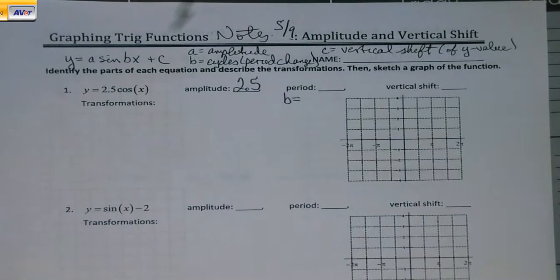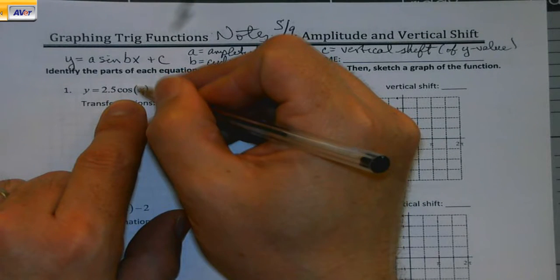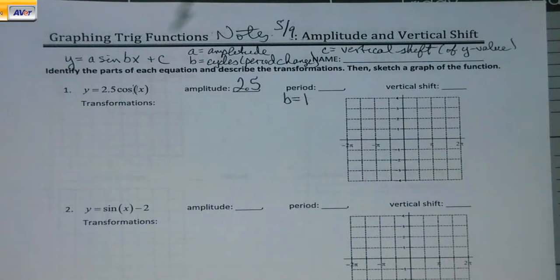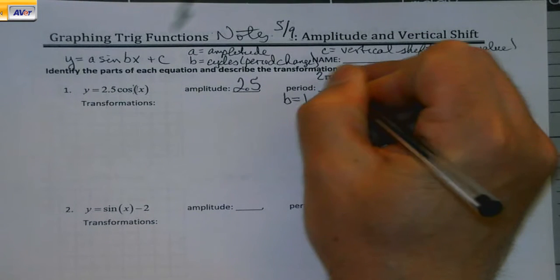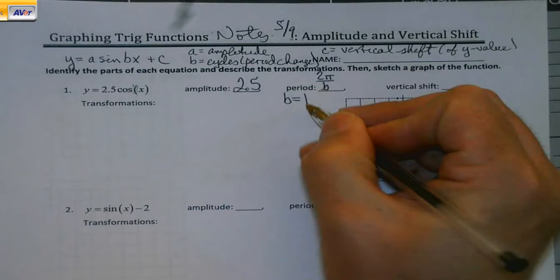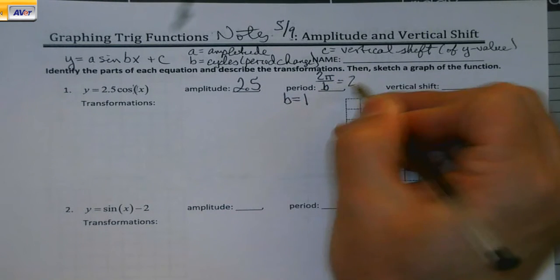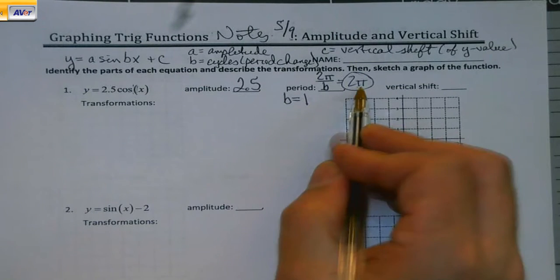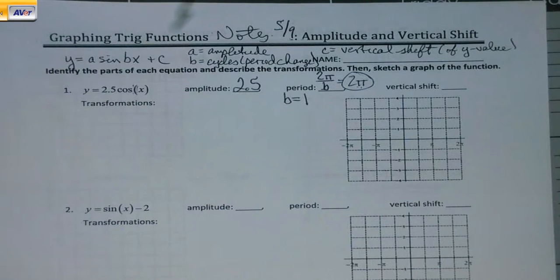We're going to chat b value first. If I don't see a number in front of x or out here, okay, we assume that b value is 1. When I go to find a period is 2 pi over b. Well, if my b is 1, 2 pi divided by 1 would just be 2 pi, which again tells me what my last line on the x-axis would be.